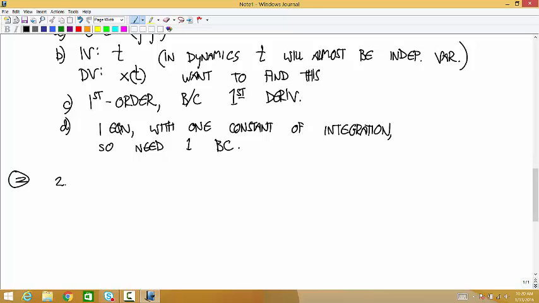The equation was 2 dz/dx plus 3 dz/dy is equal to 10xy.